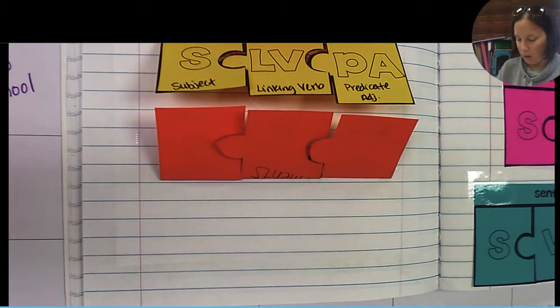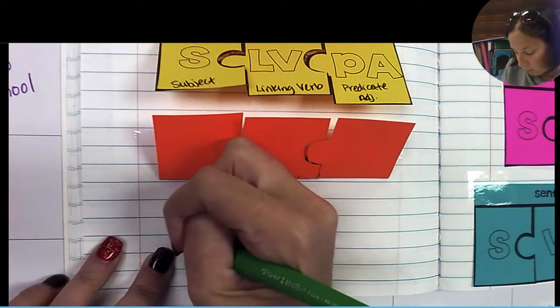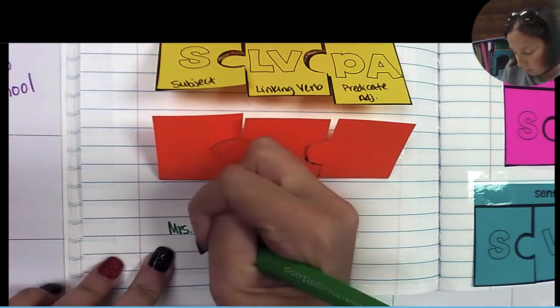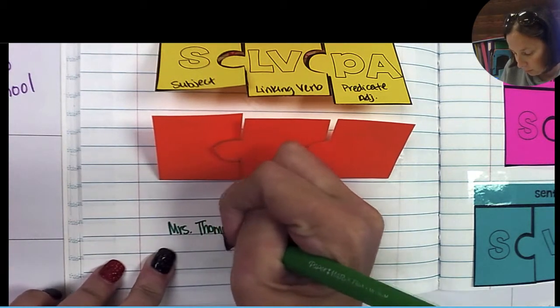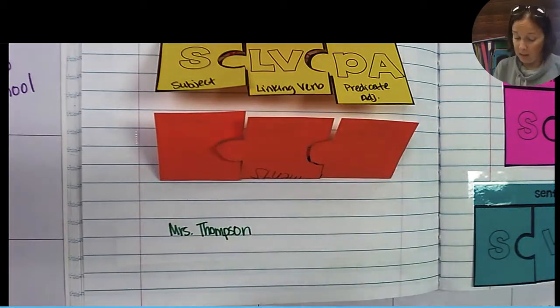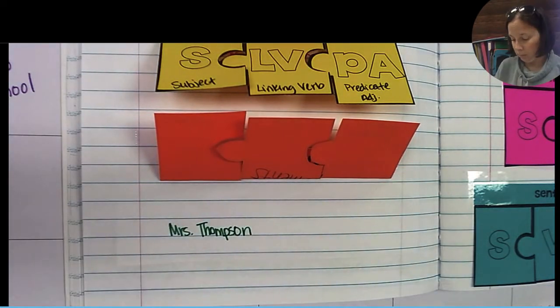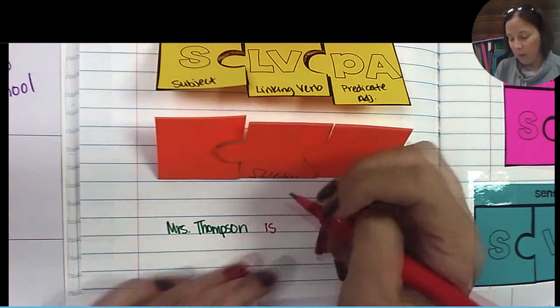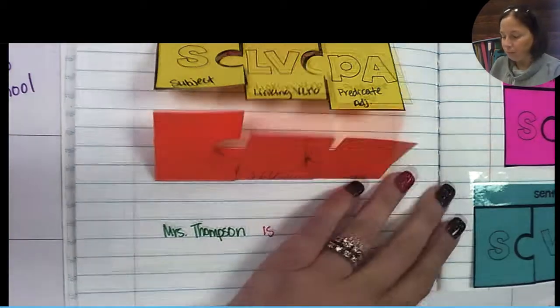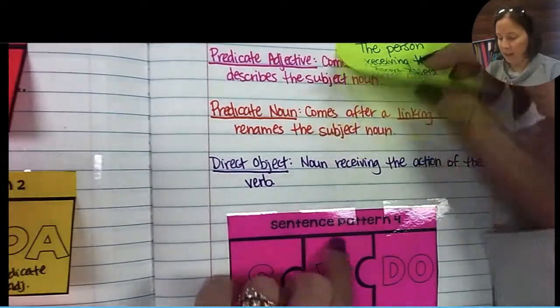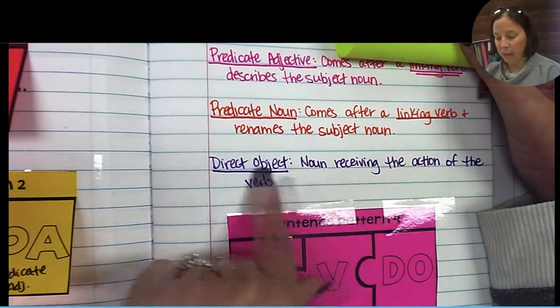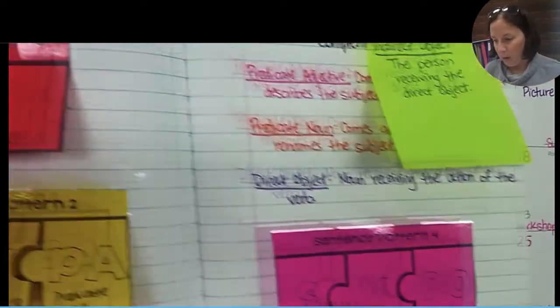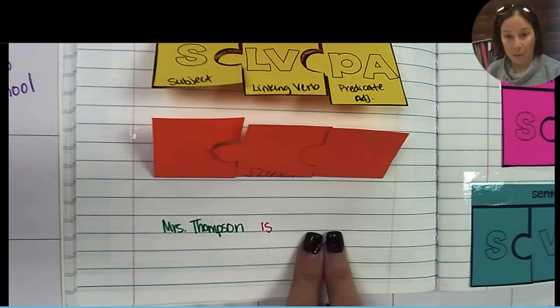Okay, so I'm keeping the Mrs. Thompson. I'm keeping the is. Now, if you go over to the definition, it says that a predicate noun comes after a linking verb and it renames the subject noun. So I've got to have a noun over here.